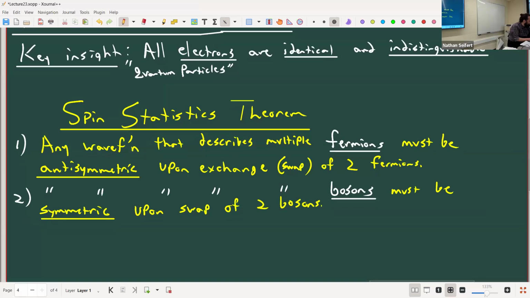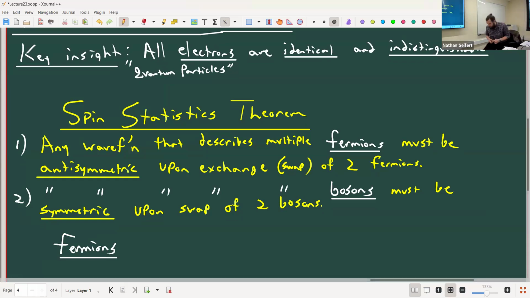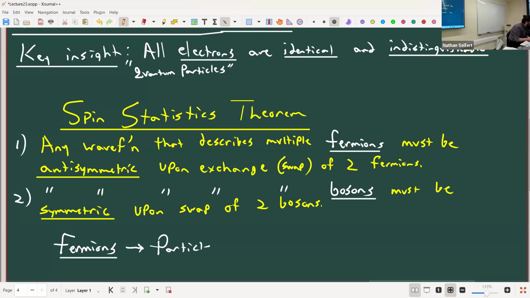And what fermions are, it's a fancy word. It's named after Enrico Fermi, who is the discoverer of nuclear fission. He created the first fission reactor. He's the one who split the uranium atom and made it go critical. He did a lot of work with electrons and what are called fermions, named after him. And they're particles with half integer spin, like an electron. Particles with half integer spin.